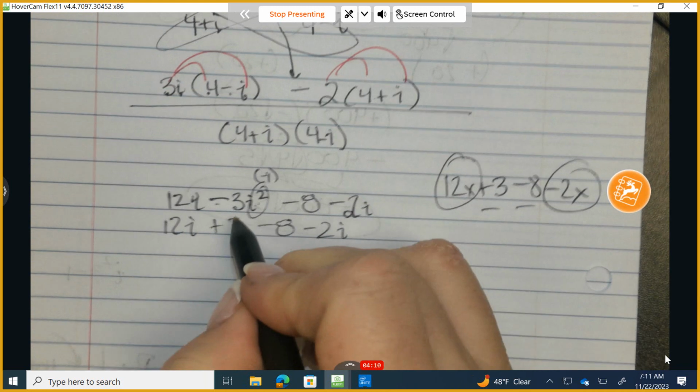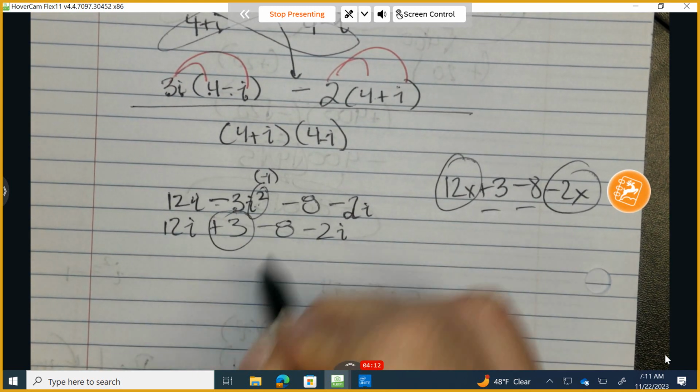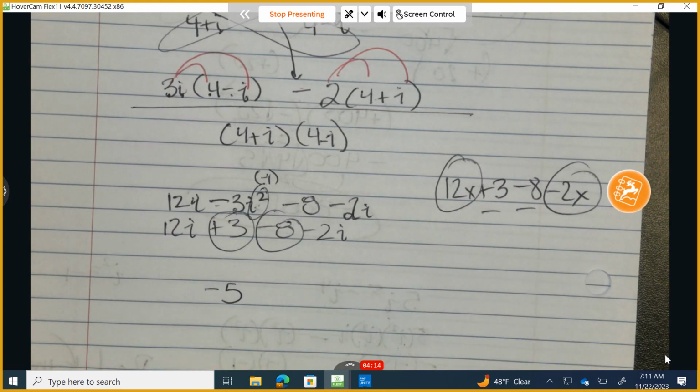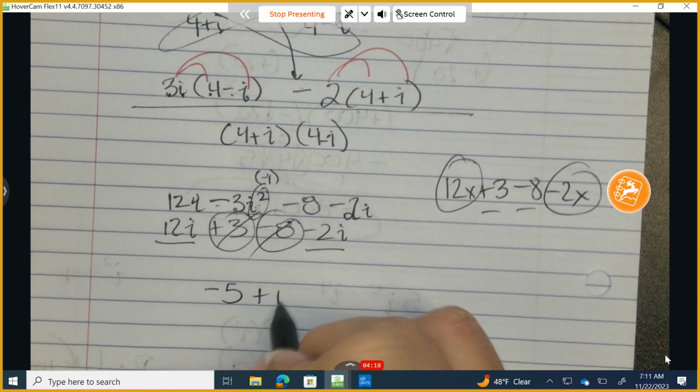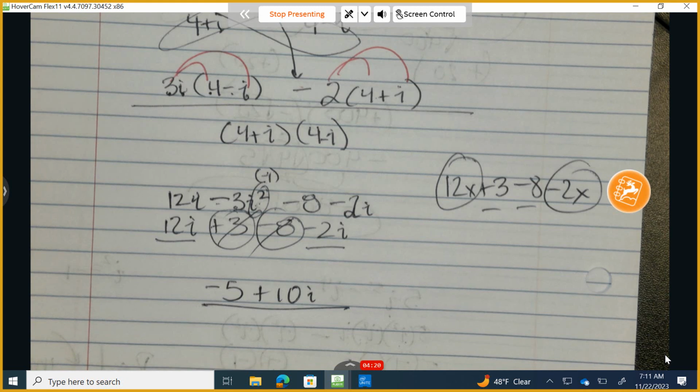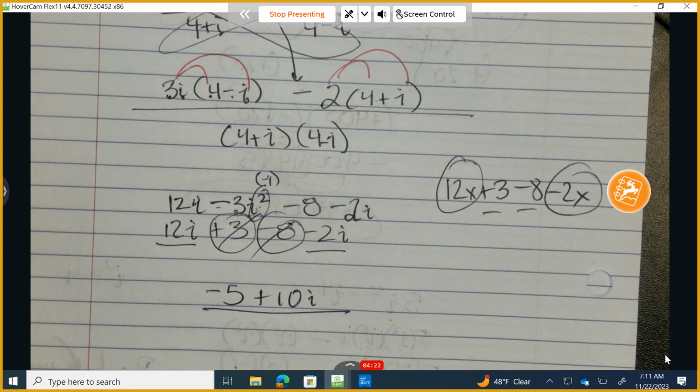Same concept over here. I'm going to start with the reals. Positive 3 and negative 8 is a negative 5. 12 and negative 2 is a positive 10i. So I've combined the numerator, and now I'm going to look at the denominator.